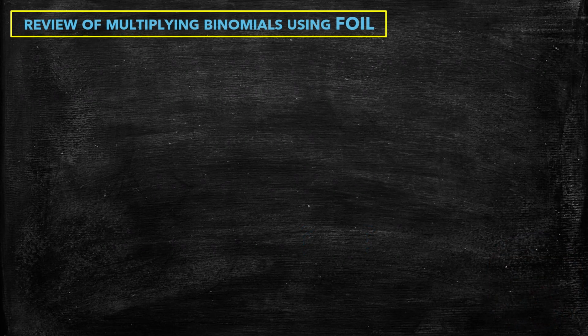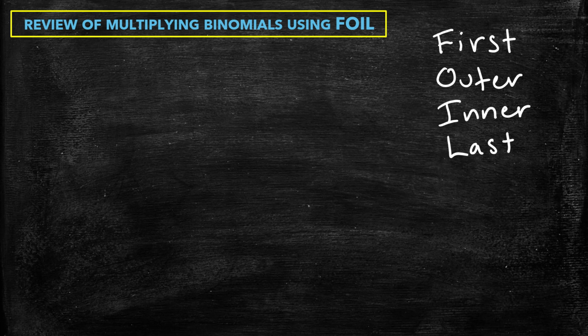So before we get into factoring, we're going to just review multiplying binomials using the method we refer to as FOIL. You may not have heard of this, but I'll explain it. I'm sure you have used it even if you don't know the acronym. FOIL stands for first, outer, inner, last. And let's use an example.